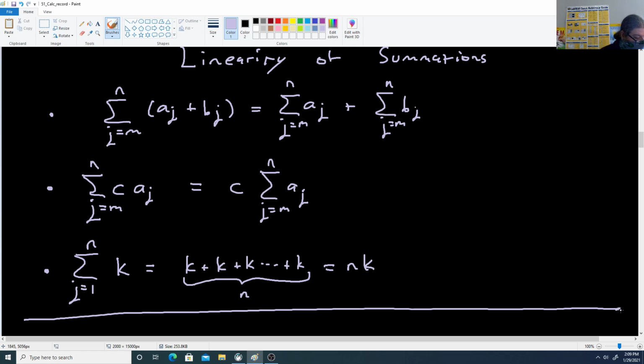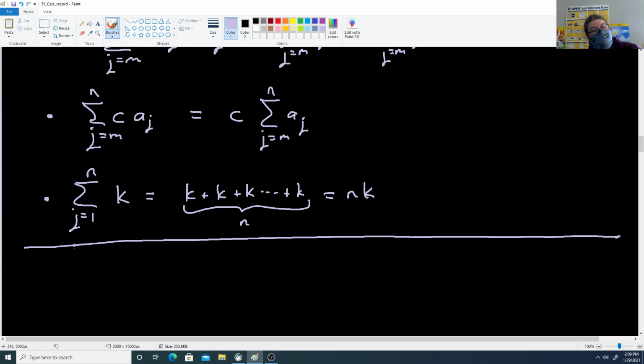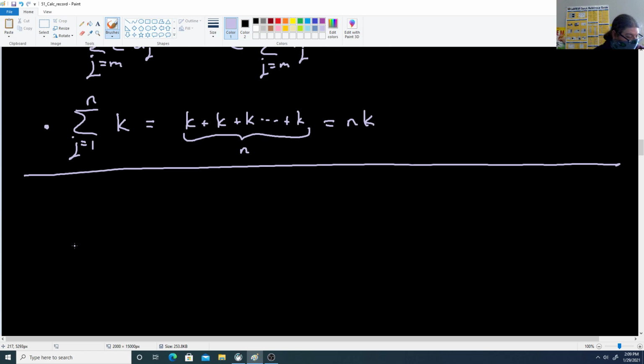So what we're going to do is write down three formulas for what we call our right endpoint approximation.